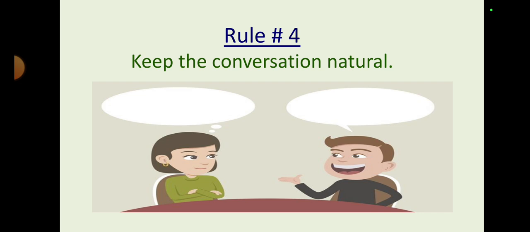Rule number 4 is keep the conversation natural. Dear viewers, you need to keep in mind that this is a deliberate effort on your part. You are writing a dialogue thinking that it happened some time before, and you are imagining and writing. So try not to make it look like a planned one. Think about the persons involved in the dialogue, that in real life the way they behave, you have to write in the same manner. Otherwise it will look unnatural and planned.